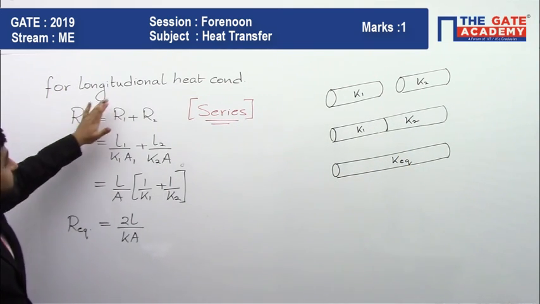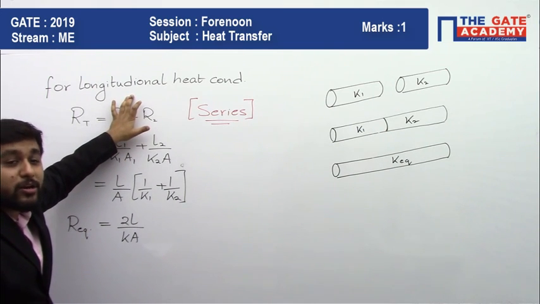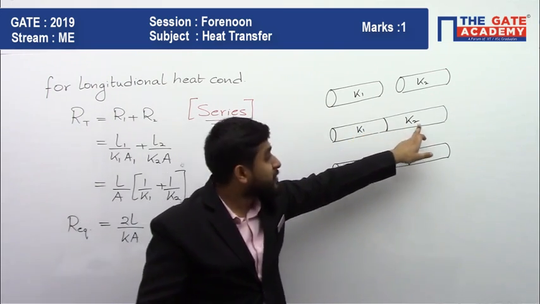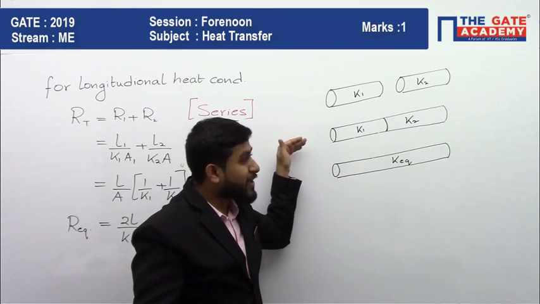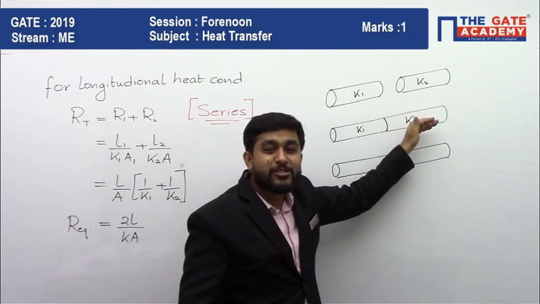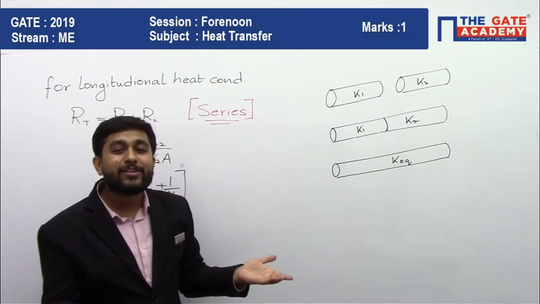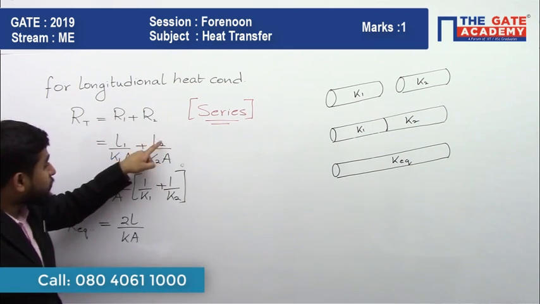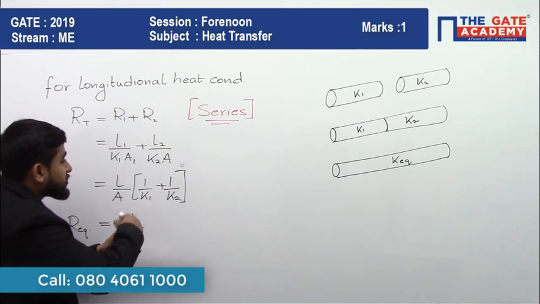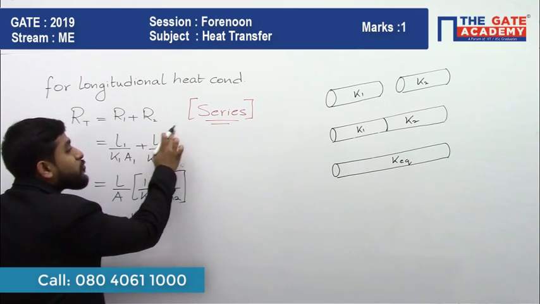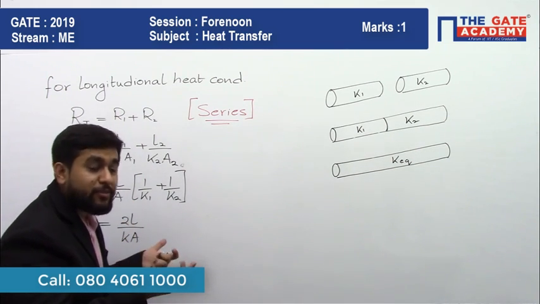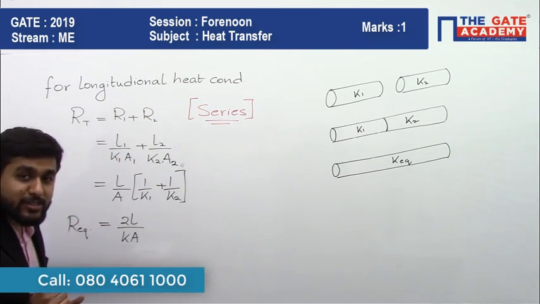So for longitudinal heat conduction through the composite system, total resistance will be resistance of part 1 plus resistance of part 2. Now we have a body of uniform cross section, so resistance will be L upon KA. So this will be L1 by K1A1 plus L2 by K2A2. Sorry, this is A2. But the lengths of both the bodies are same and the areas of both the bodies are same. So L by A will be common. So this will be your total resistance.